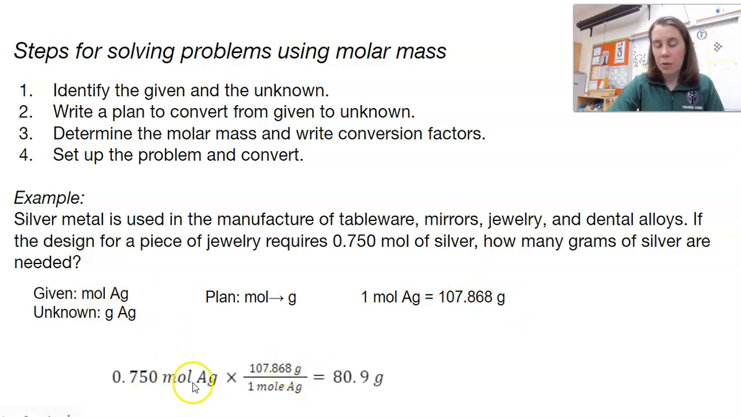Also, we're starting with moles of silver, so we want moles of silver to cancel out. So the moles, or 1 mole, should go on the bottom. All right, and then if we do 0.75 times the 107.868, we get 80.9 grams of silver.